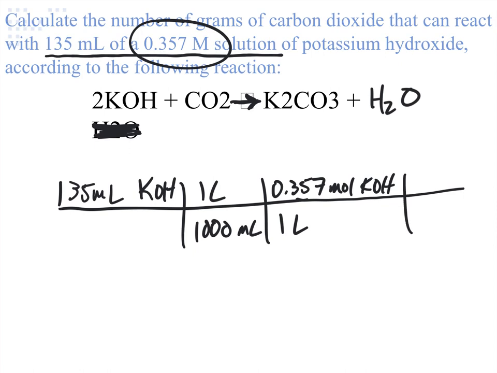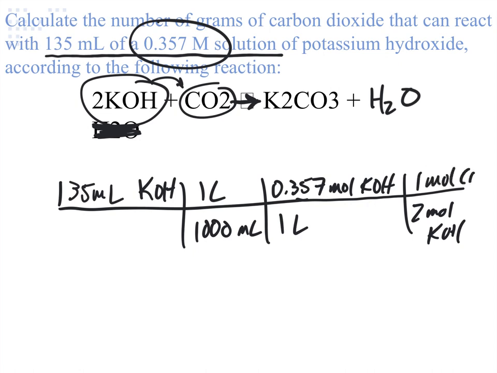At that point, I have moles. So then I can use, it says calculate the number of grams of CO2. I can change from my potassium hydroxide to my CO2 using a mole to mole ratio. From that balanced equation, there are 2 moles of potassium hydroxide for every 1 mole of CO2.